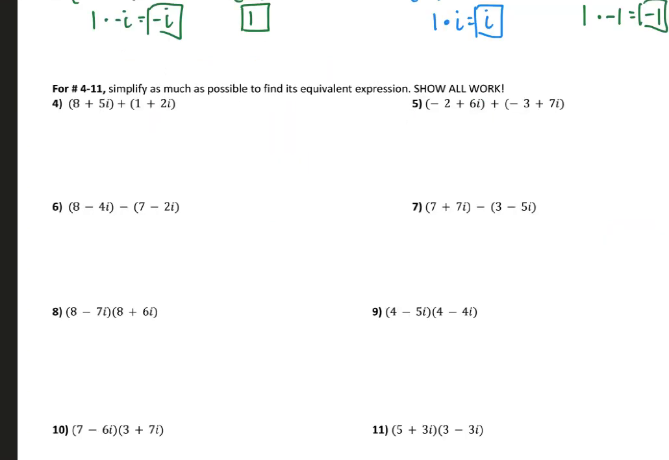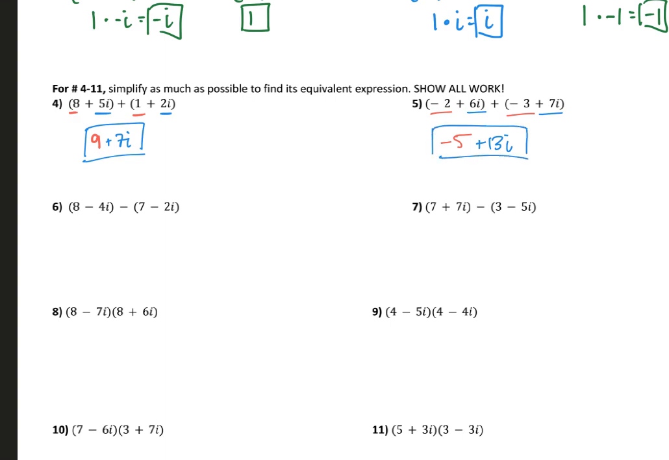All right, now let's look at adding and subtracting. So first we can add our real parts and we can add our imaginary parts. So in terms of real, 8 plus 1 is 9. And then 5i plus 2i is 7i. Second example, our real parts, negative 2 and negative 3, which is negative 5. And then 6 and 7, which is going to be 13. So negative 5 plus 13i.